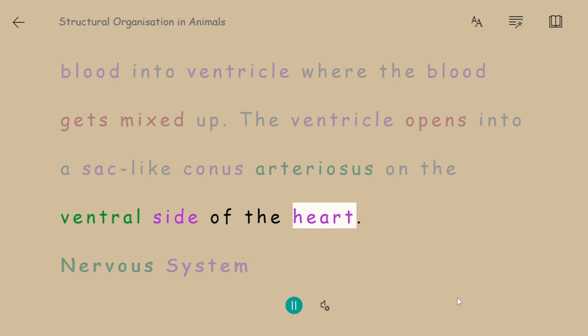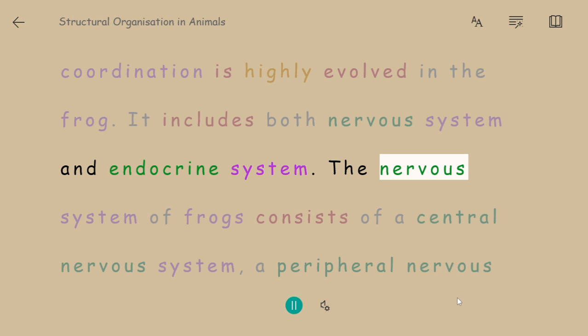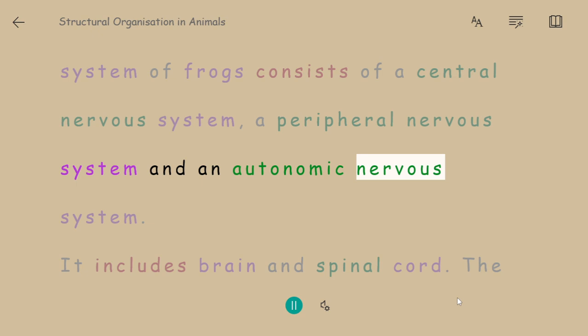Nervous system. The system for control and coordination is highly evolved in the frog. It includes both nervous system and endocrine system. The nervous system of frogs consists of a central nervous system, a peripheral nervous system, and an autonomic nervous system. It includes brain and spinal cord.